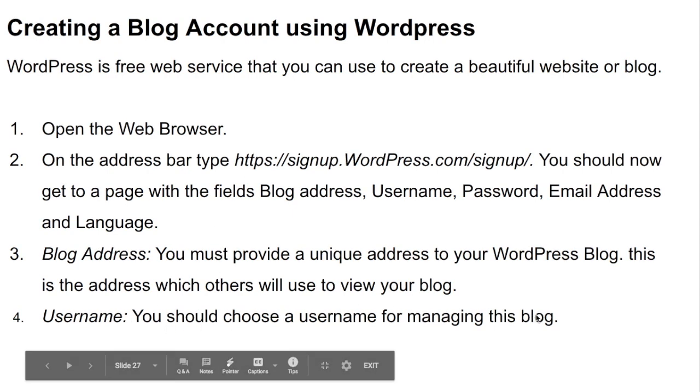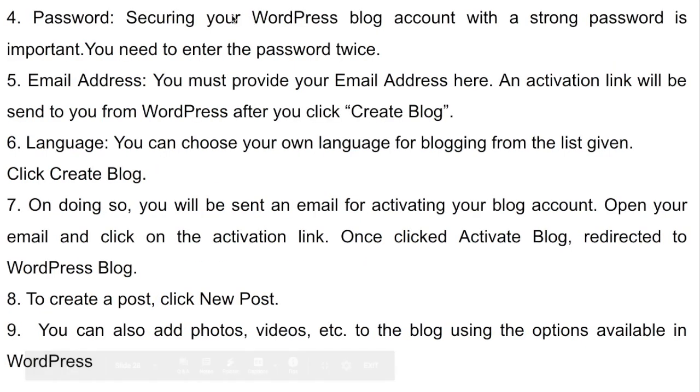You should choose a username for managing this blog. This is basically the username and password that you type when you are entering your blog. Then password: securing your WordPress blog account with a strong password is important. Email address, and language, you can choose any language here, English, Hindi, whatever you like. On doing so, you will be sent an email. After all the steps, a link will be sent to your email. So you have to go to your Gmail account, click on that link, and then your WordPress blog will be activated. And now here you go.